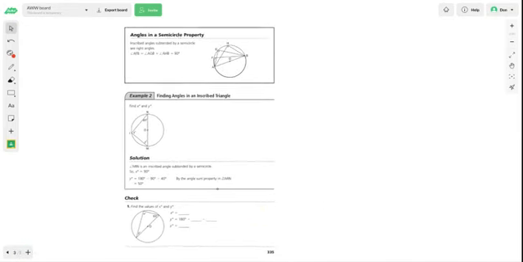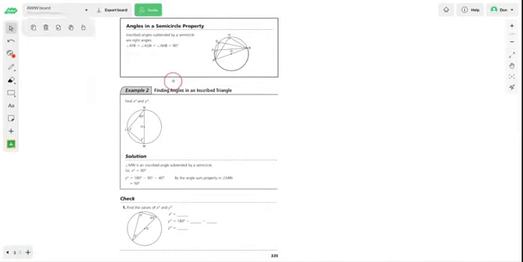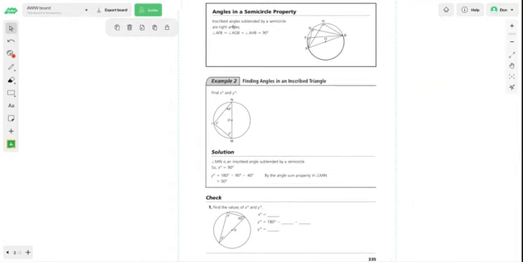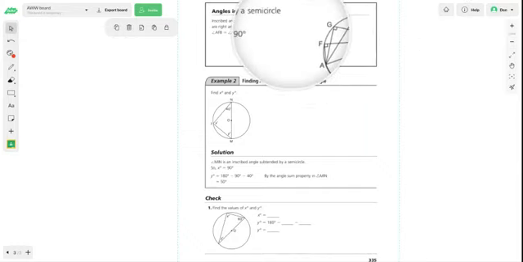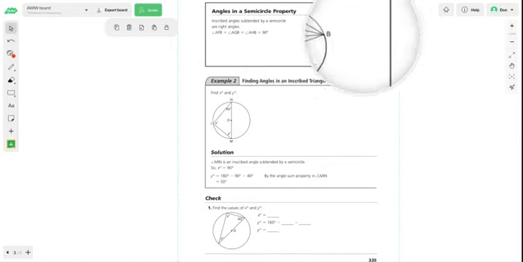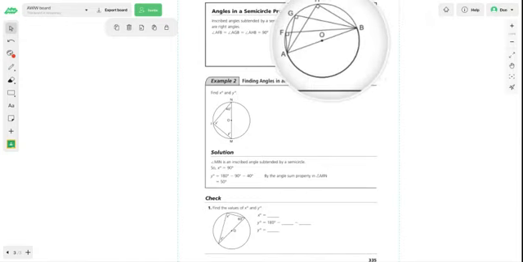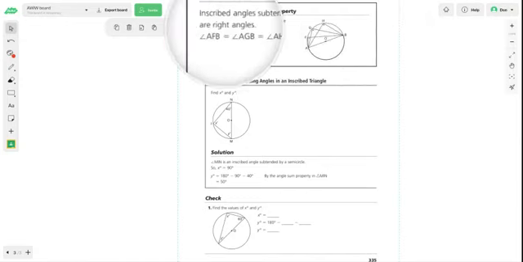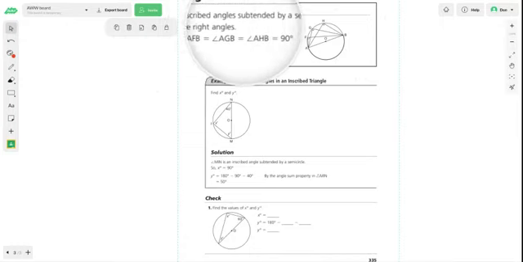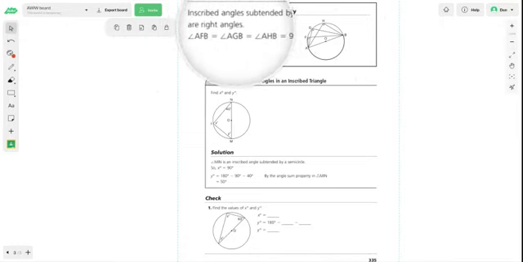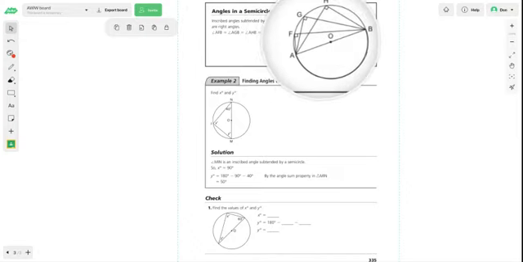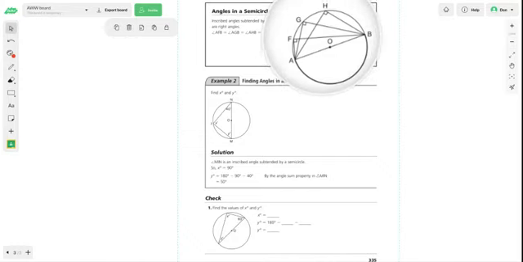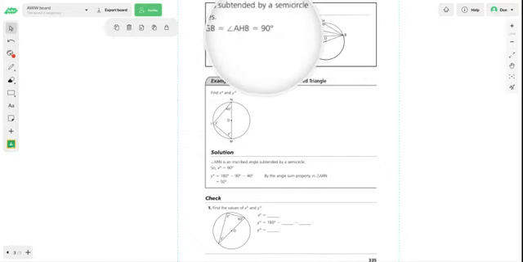Last thing we didn't really get to talk about from our discussion on Friday was angles in a semicircle property. Now, a semicircle in this case here is from point A right there all the way to point B right there. So it creates a semicircle or half a circle. Now, according to the property, inscribed angles subtended by a semicircle are right angles. So all of those angles right there, angle AFB, AGB, and AHB, all have a measurement of 90 degrees.